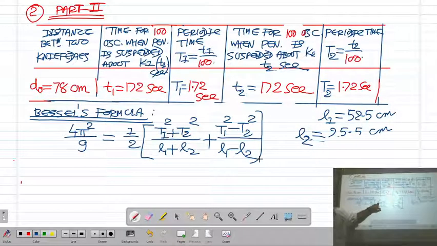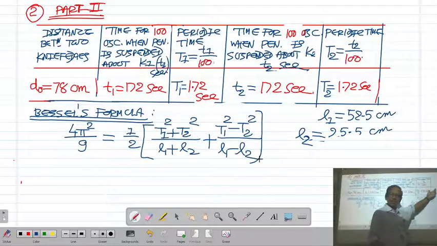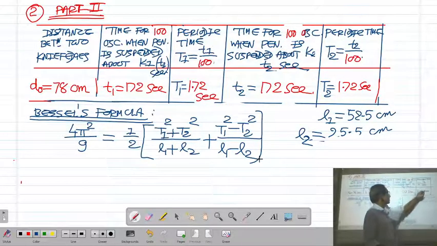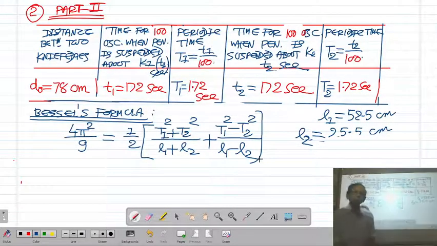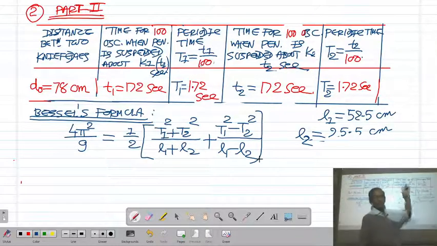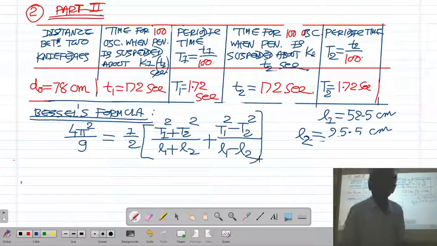T1 is the periodic time of the pendulum about knife edge K1 near to the wooden block, which is 1.72 seconds. T2 is the periodic time of the Kater's pendulum about knife edge K2 near to the metallic block, which is also 1.72 seconds. It is not necessary that both the periods should be exactly the same. They are approximately or nearly equal. Sometimes they come out exactly the same.